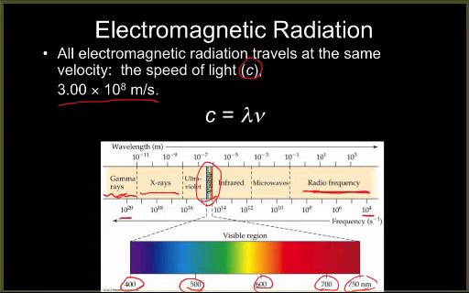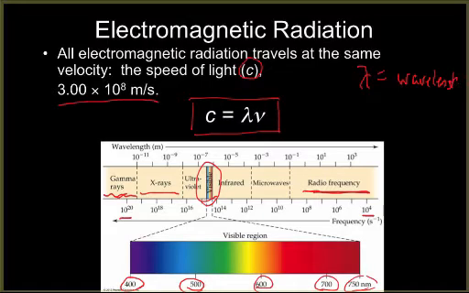So knowing that the frequency and the wavelength are related, and knowing that they all travel at the same speed, we can use this relationship: c equals lambda nu. The speed of light equals the wavelength times the frequency. So again, lambda stands for wavelength, and the nu stands for frequency.